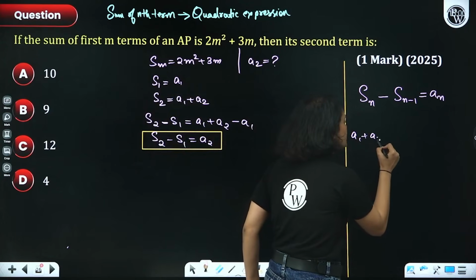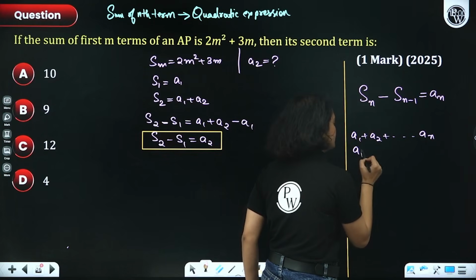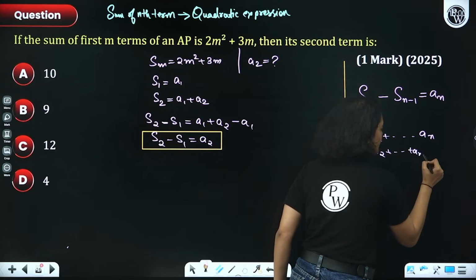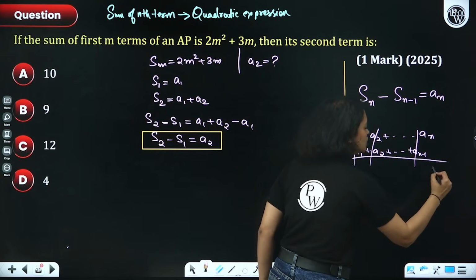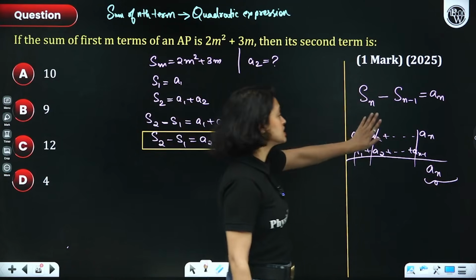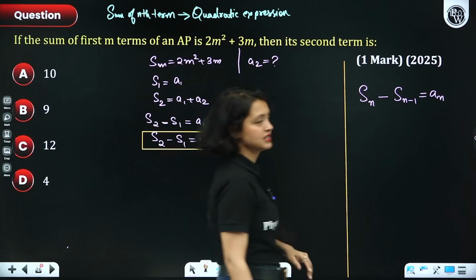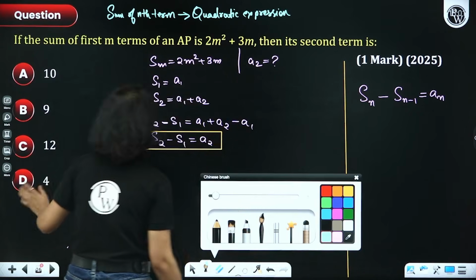You can check: a1 plus a2 plus up to an, and from it you are subtracting n minus 1 terms, that means a1 plus a2 plus till an minus 1. Okay? So everything will get cancelled, only the nth term will remain. So this is important, this is simple, this is very useful in a lot of questions. Okay? Chalo. So let's come back here and start doing it.